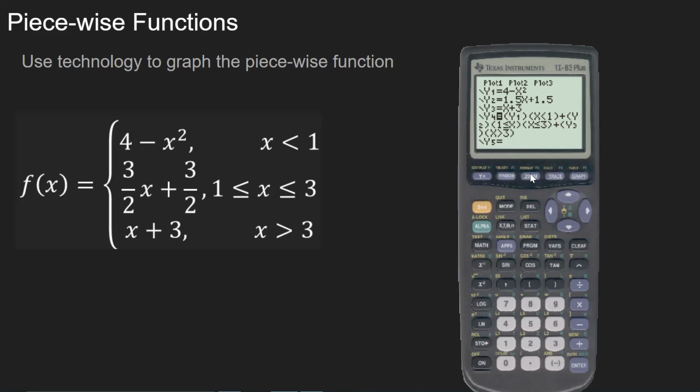Now I'm going to hit zoom, make sure Y1, Y2, and Y3 are off. I'm going to hit zoom 6. So it's going to be my standard viewing window. And the first thing it's going to graph is the big first part of the parabola, then that first piece of that line, and then the rest of the line from there.